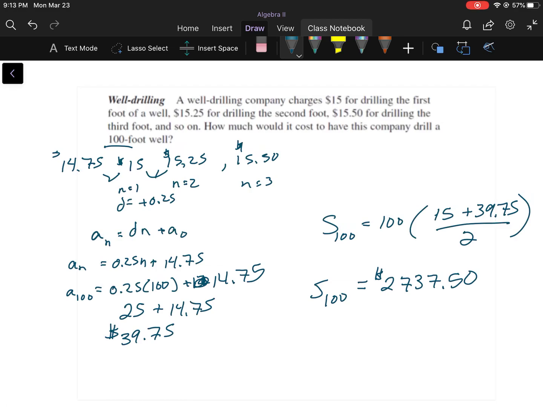This was arithmetic. Again, it's a little bit different from the geometric one. So just take note that the geometric one uses r, arithmetic doesn't at all. And whenever you're dealing with an S, you're trying to find the summation of them all.